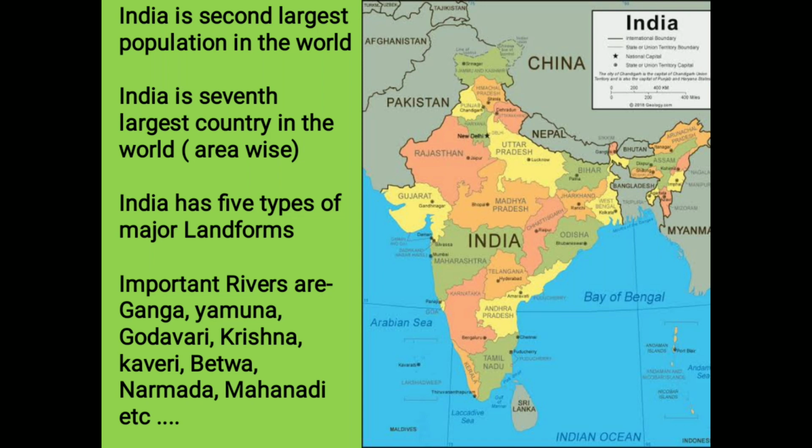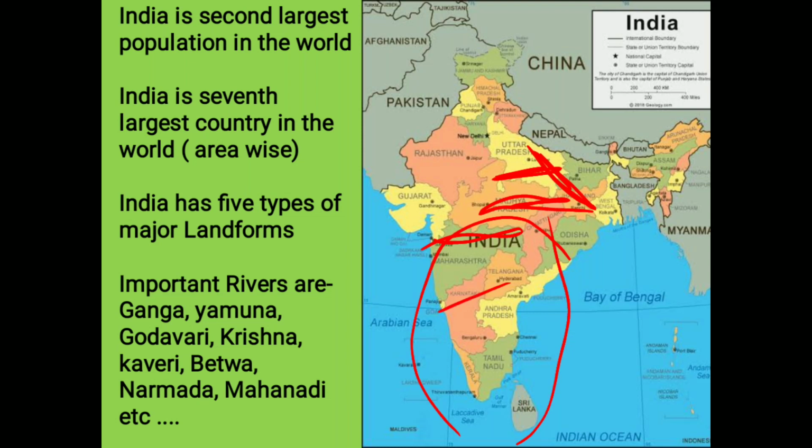Now some rivers lie in the northern plain. What are those rivers? The Ganga is in this region. Yamuna is in this region. Betwa is in this region. Narmada is in this region. And if we ask what are the rivers that lie in the southern region, then we need to know about Godavari, Krishna, Kaveri. That you need to know.